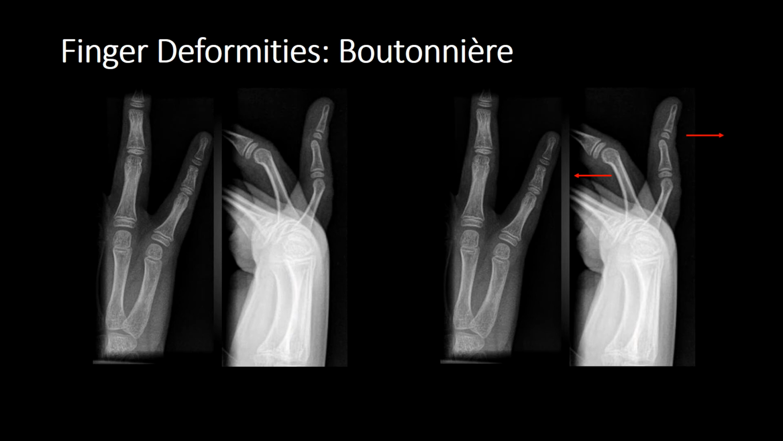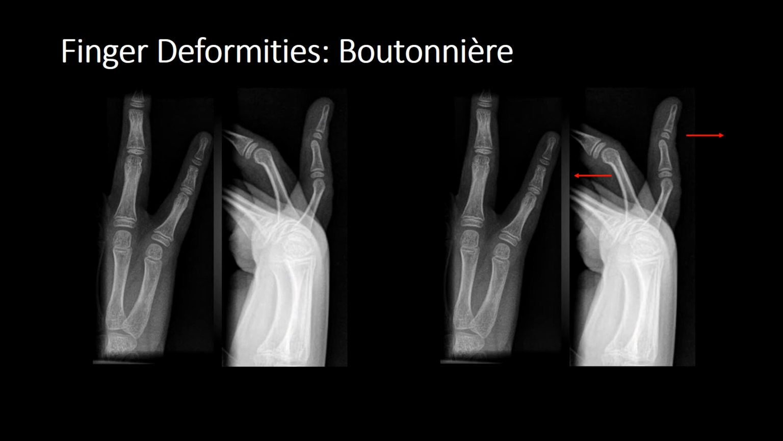A boutonniere deformity consists of flexion of the proximal interphalangeal joint with associated extension of the distal interphalangeal joint. It occurs when that central slip of the extensor mechanism ruptures. So what happens is that loss of the extensor mechanism leads to the proximal interphalangeal joint flexing, and that ruptured central slip protrudes between those 2 lateral slips. And these lateral slips then displace volarly, which causes the distal interphalangeal joint to go into extension.